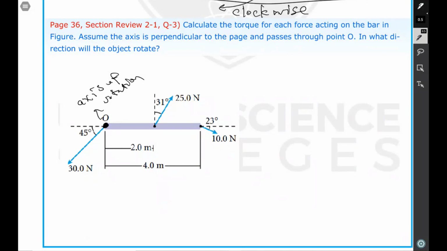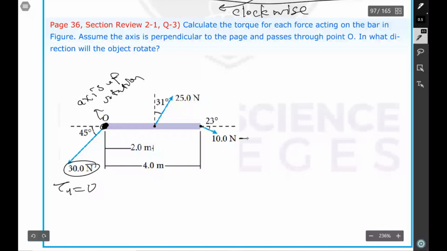There are 3 forces, so you should calculate 3 torques. I will say this is torque 1, the one on the left. I will start from the left. But this force, 30 Newton, acts on the axis of rotation. If a force acts on the axis of rotation, what is the torque produced by that force? 0. Yes, torque 1 is 0, because the force is acting on the axis of rotation. It cannot cause a rotation. Let's go with this one. I will say this is torque 2.